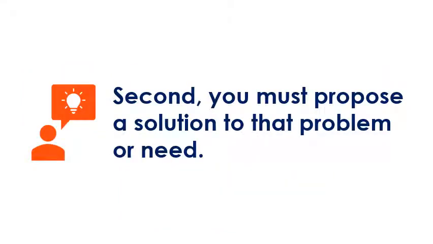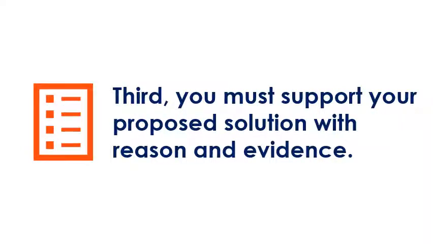Once you've identified that problem or need, the reader's problem or need, you can then move on to the second major element of all persuasive messages. You must next propose a solution to the reader's problem or need that you previously introduced. Having proposed a solution to the reader's problem or need, you then, thirdly, must support that proposed solution with reason and evidence. That's the third essential element of all persuasive messages.